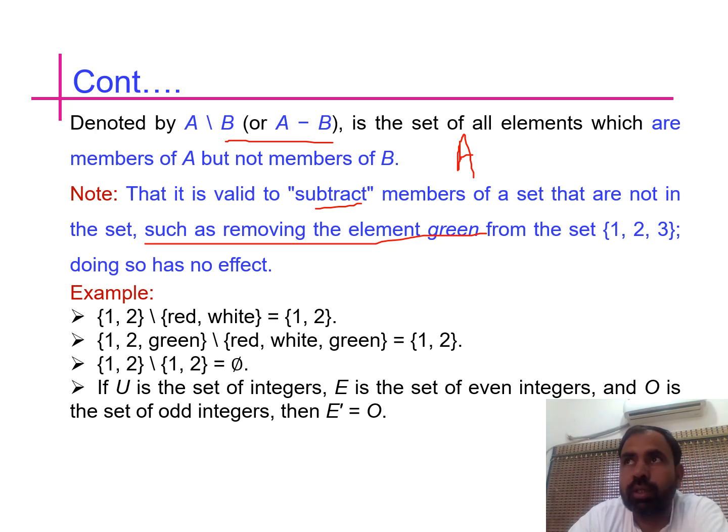And if we take {1, 2, green} minus {red, white, green}, then 1, 2 are the elements which are not in B. Green is common, so we can't take it in the difference set. If U is the set of integers, E is the set of even integers and O is the set of odd integers, then the complement of E, the even set, is O.